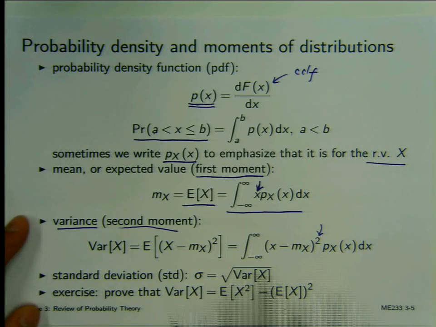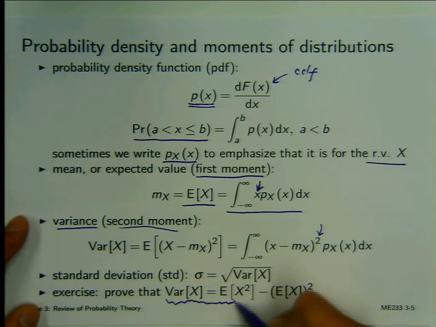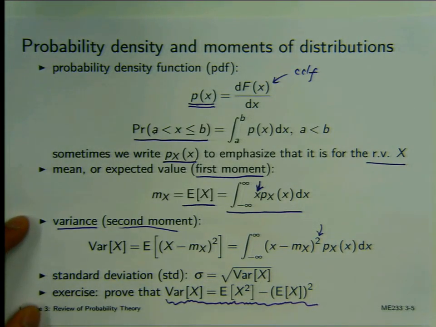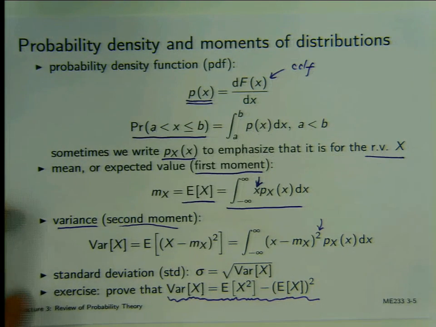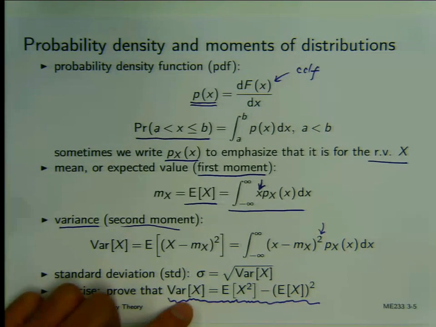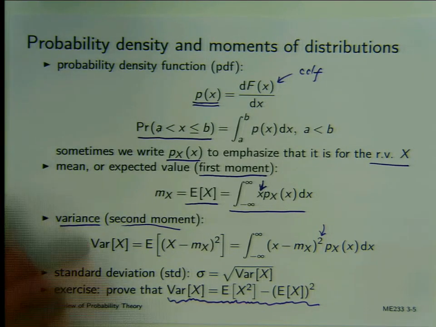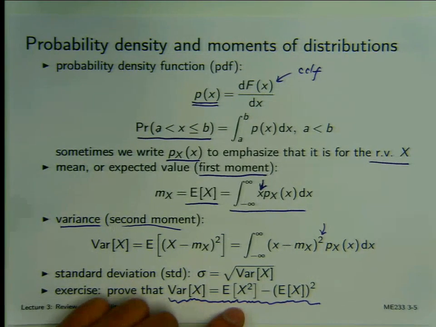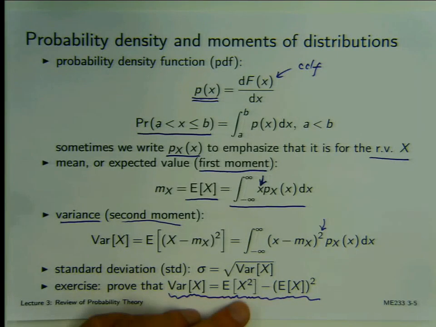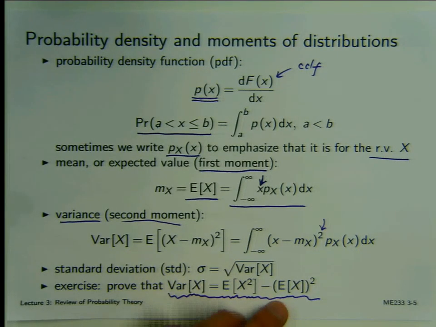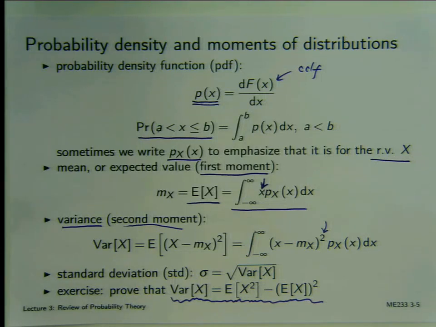This is almost considered a fact when doing probability analysis. The variance of X, you can compute it from this definition here. You can also compute it from this property here: it's the expected value of X squared minus the squared value of the expected value of X. Okay? So you can verify this. This is actually not very difficult to verify.